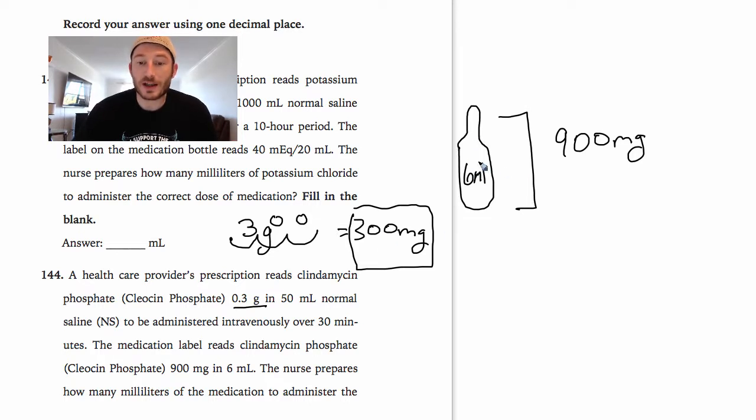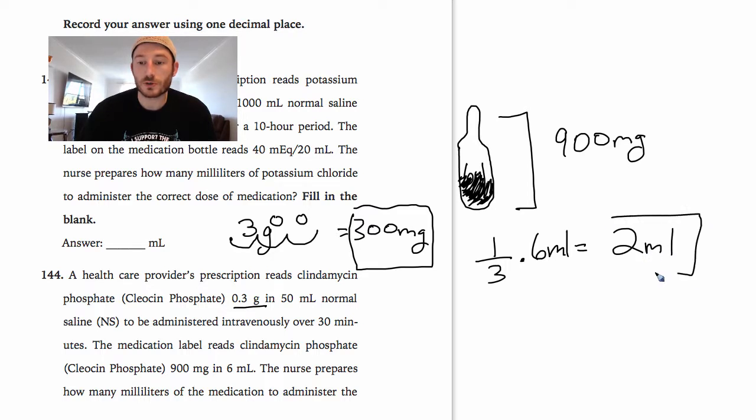So that means in this vial or ampule or bag, whatever you have, you just take a third of it. When you put the needle in and draw up into the syringe, you take a third. So what's a third of 6 mLs? It's just 2. So 2 mLs is your answer. And you're done.